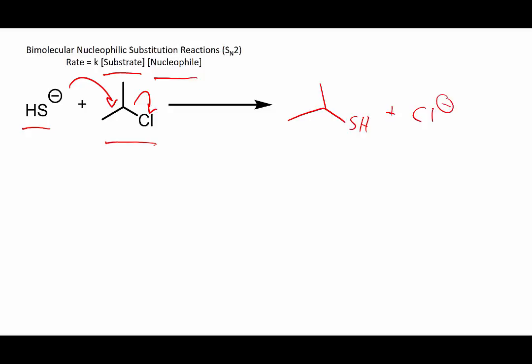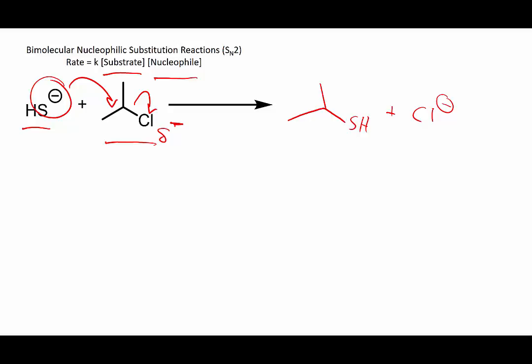What does this actually look like? First off, you have to account for the fact that this chlorine is partially negative because it's electron withdrawing. It's relatively electronegative. Because of this, the negative charge of the thiolate is going to stay as far away from that negative charge as possible. Like charges will repel each other.